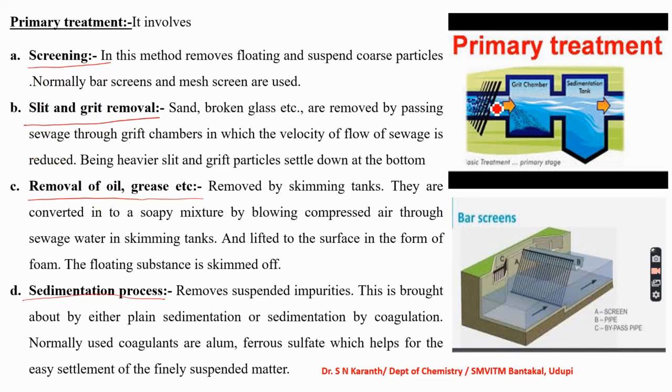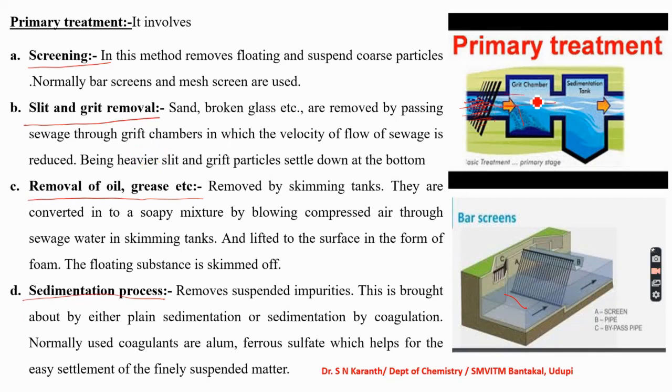In screening, here you can observe the primary treatment. The screening in this method removes floating and suspended coarse particles. Here it is a bar screen, or you may also use a mesh screen. When the water passes through this bar screen, the heavier objects, the floating objects and suspended coarse particles, are retained on the bars, and the water which is free from these floating objects is then fed into the next chamber, which we call the silt and grit removal chamber.